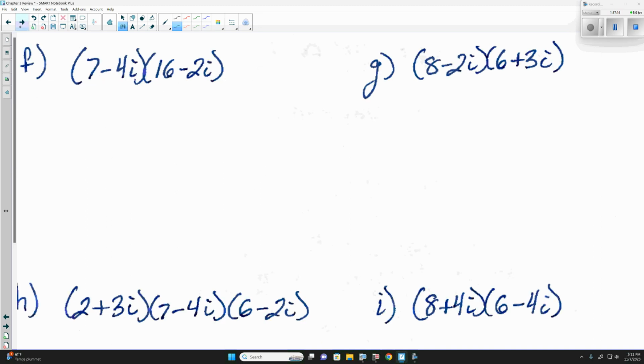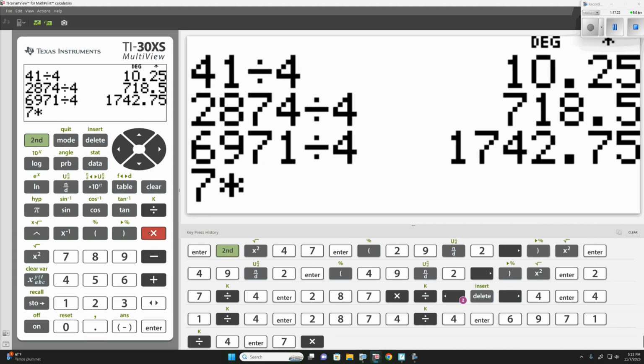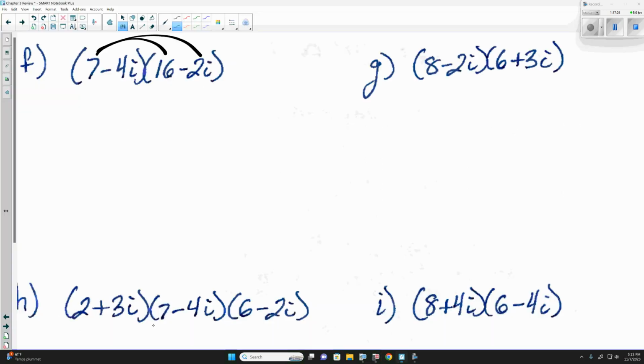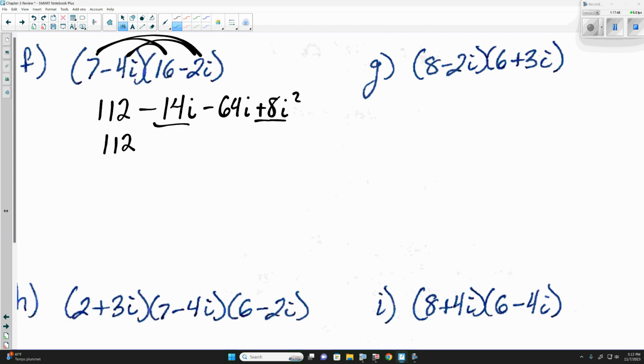The same thing's true with multiplication, because I could do this by hand and we could distribute. 7 times 16 is 112. Minus 7 times negative 2i is negative 14i. Negative 4i times 16 is negative 64i. Negative 4i times negative 2i is plus 8i squared. 112. Our negative 14 minus 64i is negative 78i.